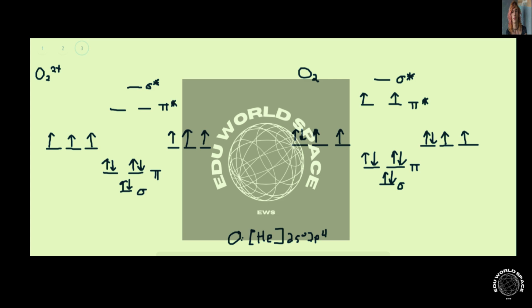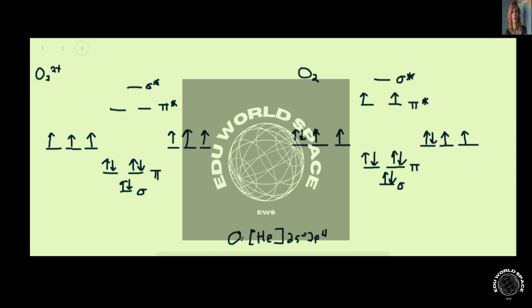So now let's go to part C. The O2 2+ ion has a stronger O-O bond than O2 itself. So we can draw the molecular orbital diagram. We can see that for O2 2+, we're filling our sigma and both our pi orbitals. Theoretically, this would have a triple bond, but that's not necessarily true in reality.